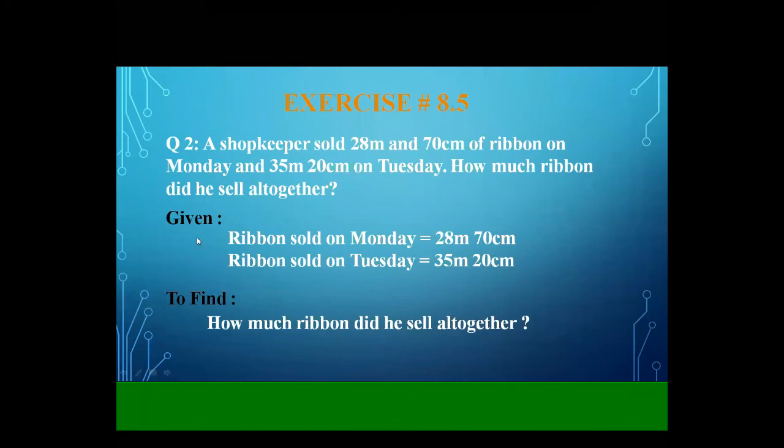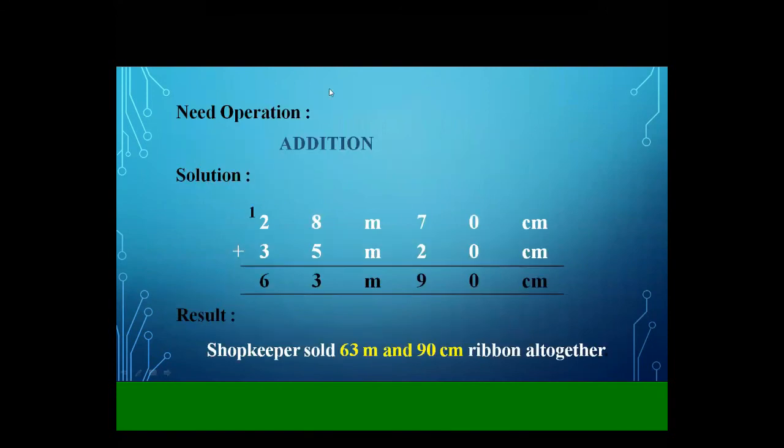In word problems, you must follow 5 steps. Number 1 is given. Whatever is given here, you write here. Ribbon sold on Monday, 28 meter 70 centimeter. Ribbon sold on Tuesday, 35 meter 20 centimeter. Now to find, the second step, how much ribbon did he sell all together? Need operation, third step, you know that addition operation is used here, you write addition, then solution.